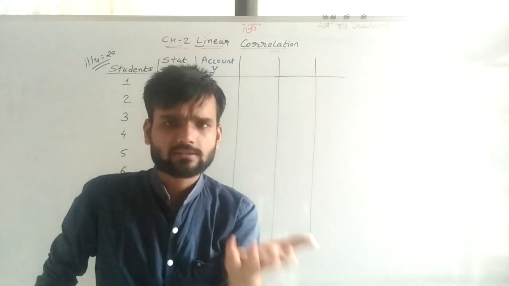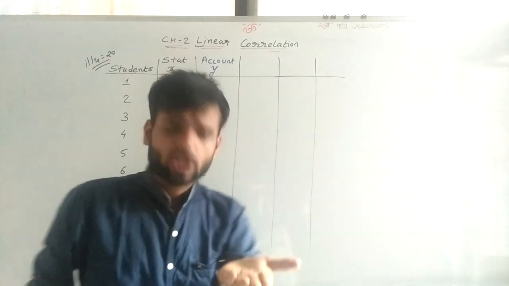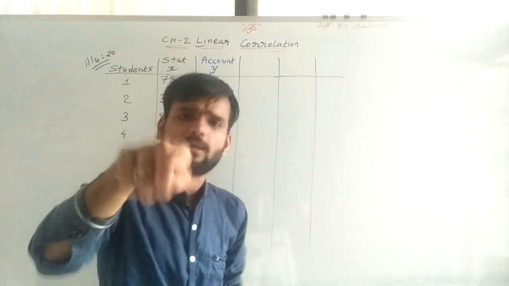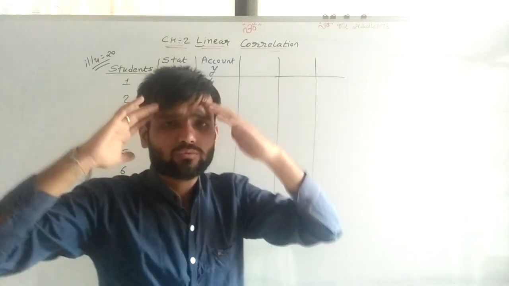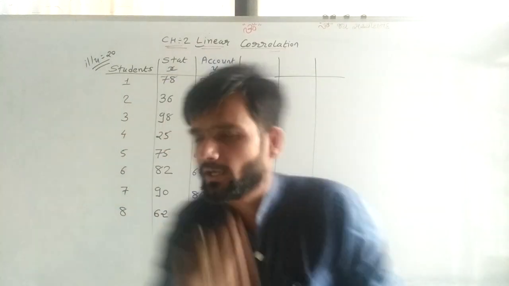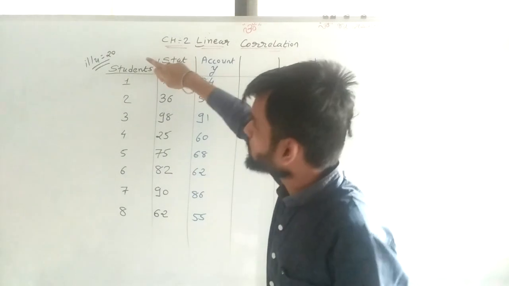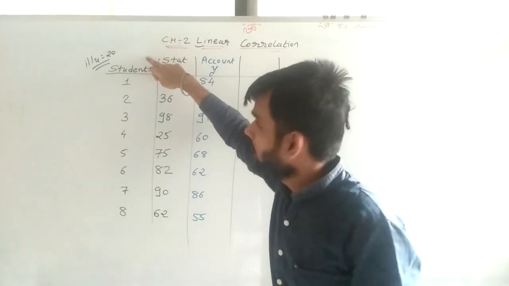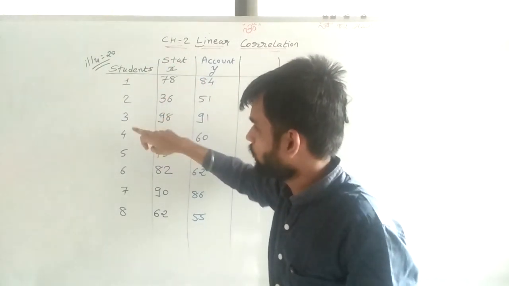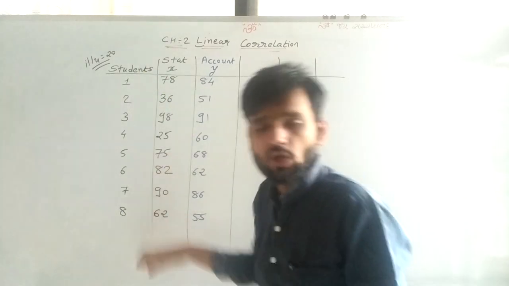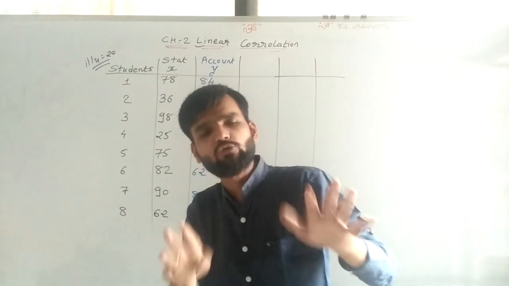Now which is the base on which you can assume rank correlation method is used? Try to understand. Here the number of students is given: students 1, 2, 3, 4, 5 up to 8. So the number of students, 8, is given to you.